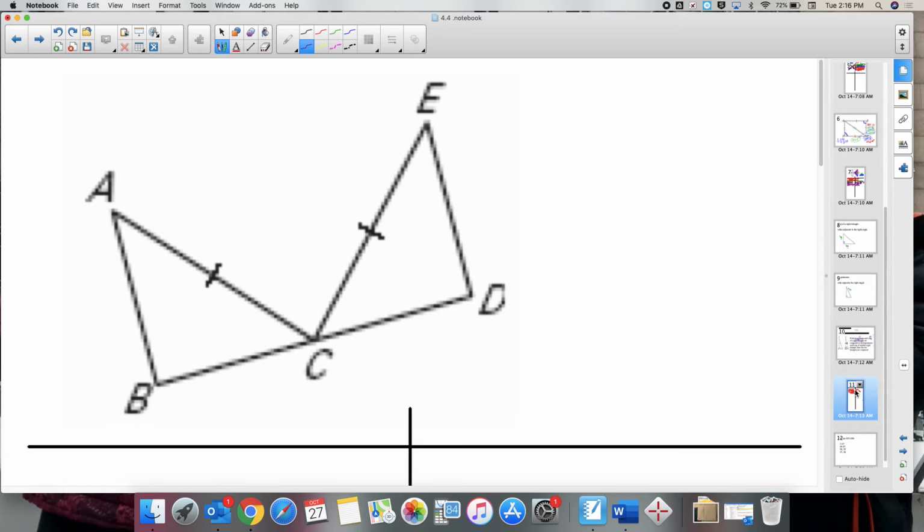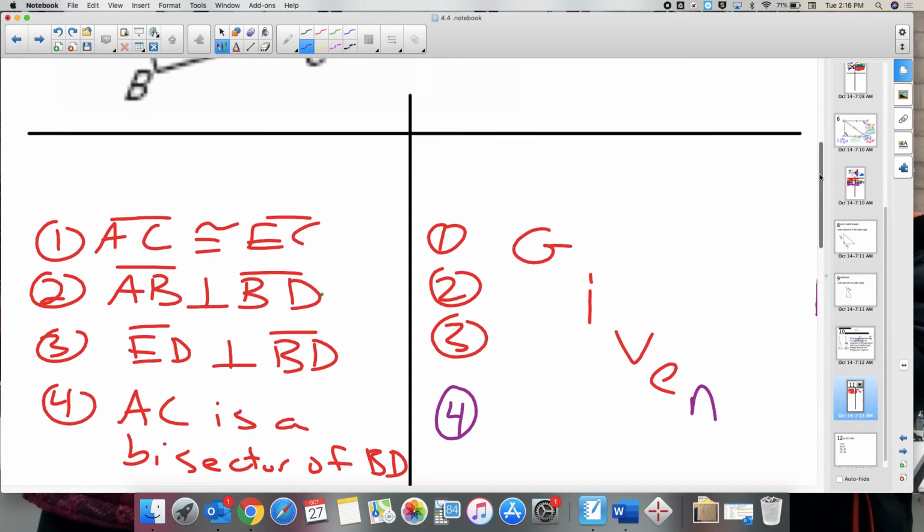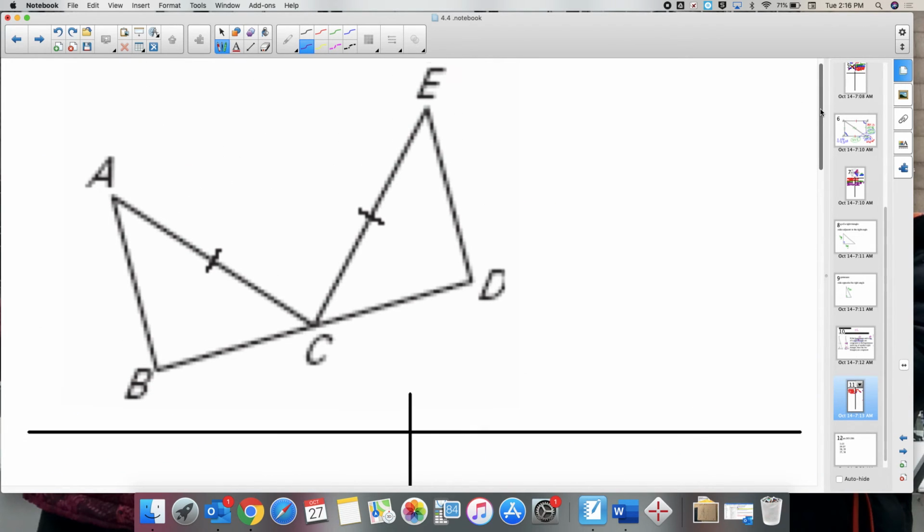In the diagram, it says you are given that AC is congruent to EC, AB is perpendicular to BD, ED is perpendicular to BD, and AC is the bisector of BD. I wrote all that down here for us. So those things are all given to us. AC is congruent to EC. I have that marked in the picture.